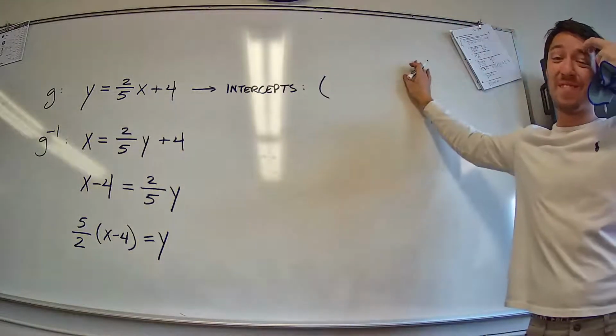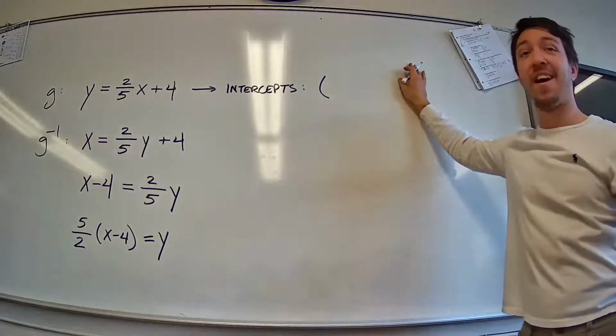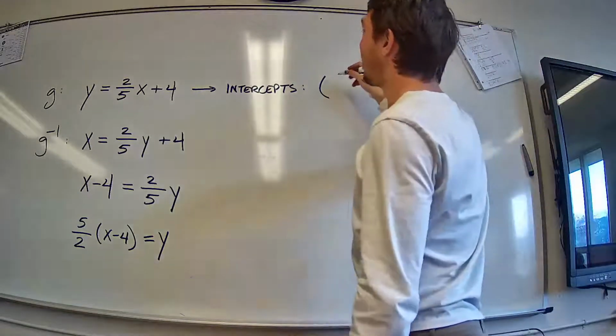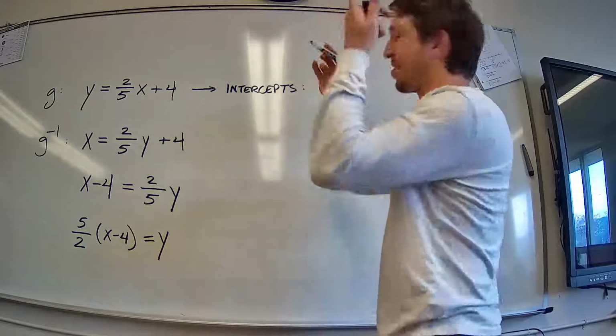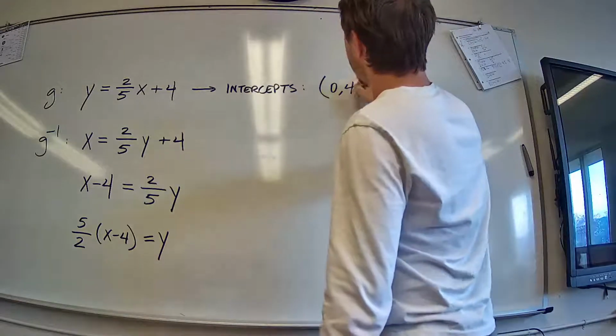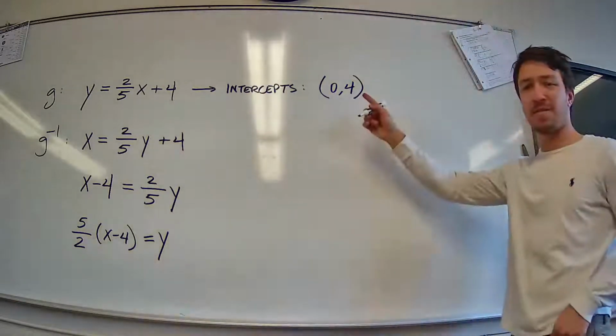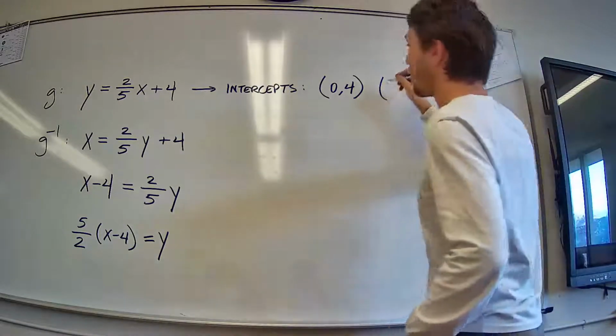Someone give me one of them. Be more specific. We need 2 coordinates, right? Yeah, 0, 4. Okay, so that's the y-intercept. What about the x-intercept?